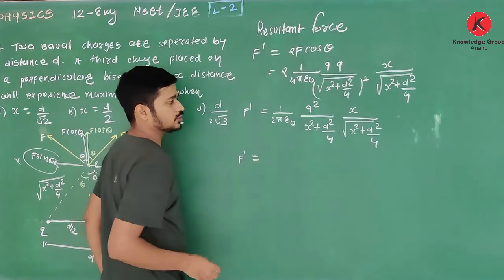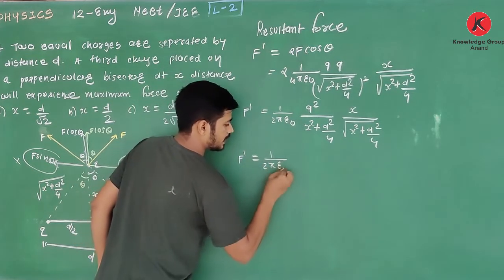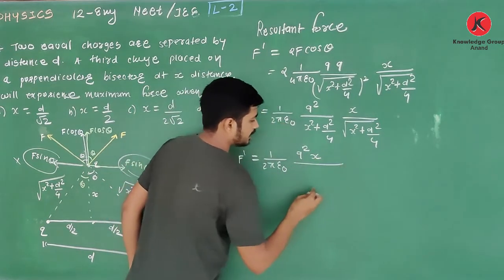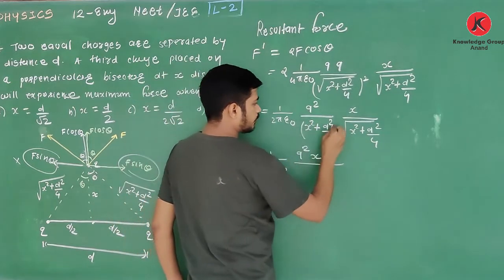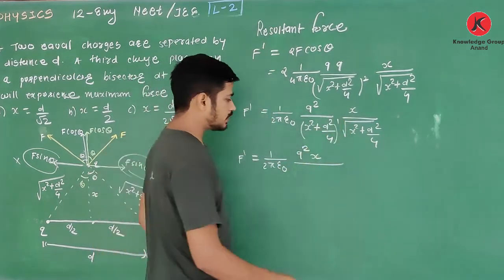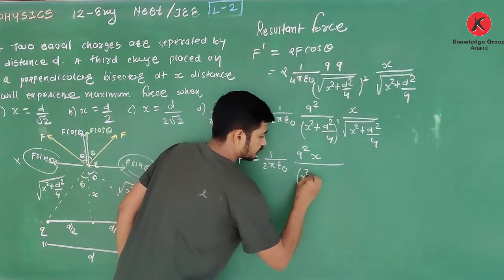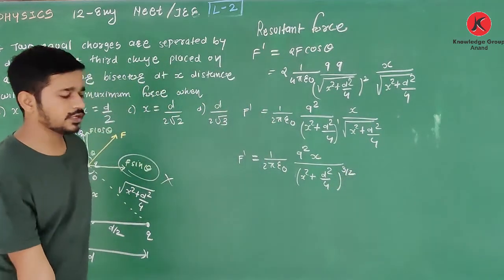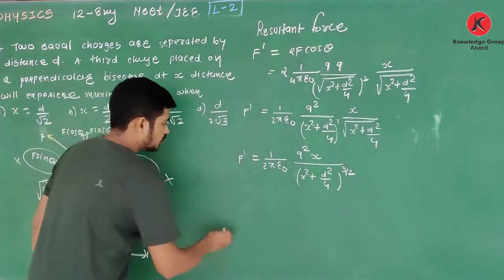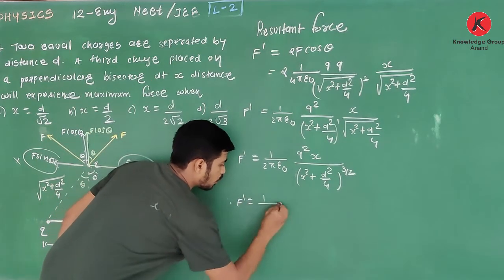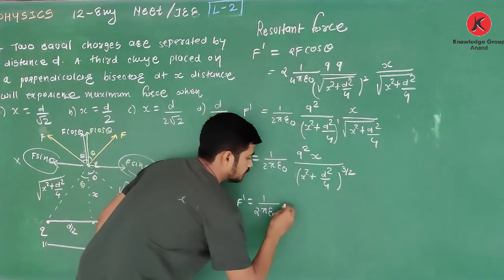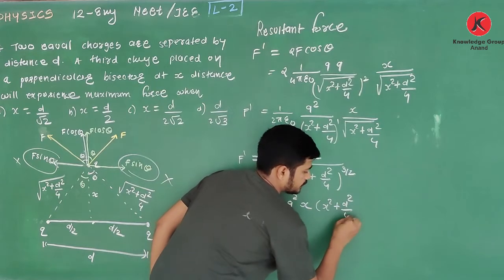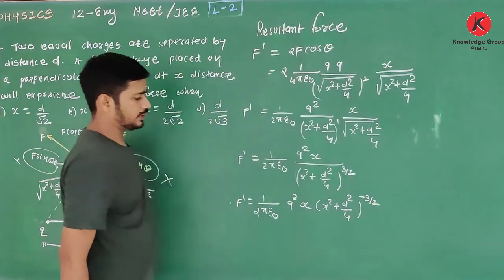Now I can write this term as F dash. So F dash is equal to 1 upon 2 pi epsilon 0 q square x divided by x square plus d square by 4 raised to power 3 by 2. Any doubt? So again, F dash is equal to 1 upon 2 pi epsilon 0 q square x, and I can write this term as x square plus d square by 4 raised to minus 3 by 2.